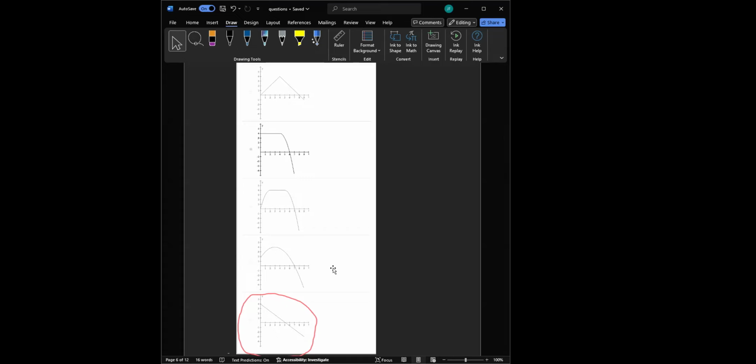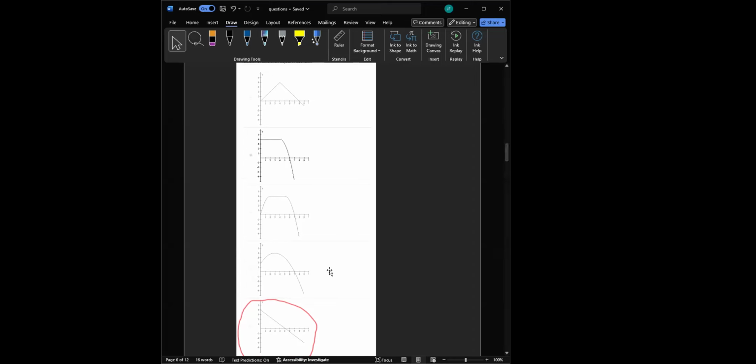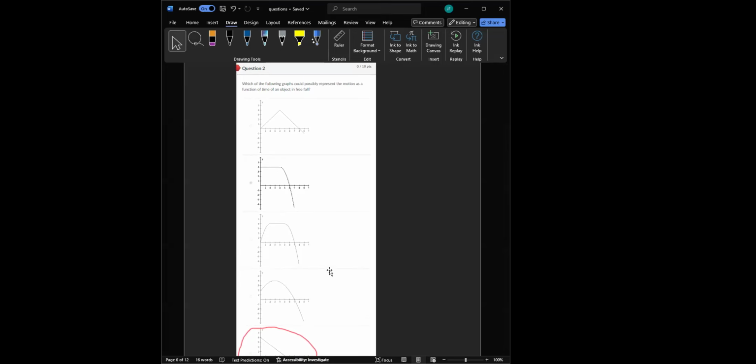Do you see that? The one you circled is negative and constant. Yes. So we know free fall is an actual accelerated motion, so the slope has to change on a position versus time graph. And notice it did say free fall. It didn't say anything was dropped, though. It says it could possibly represent the motion as a function of time of an object in free fall.